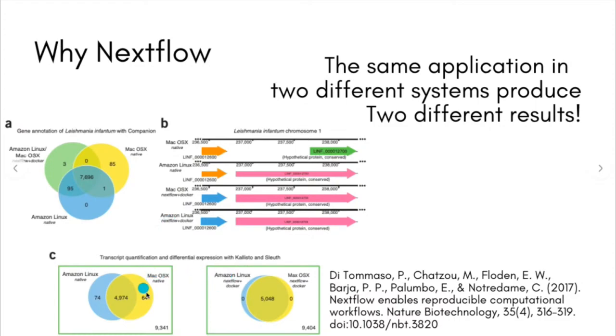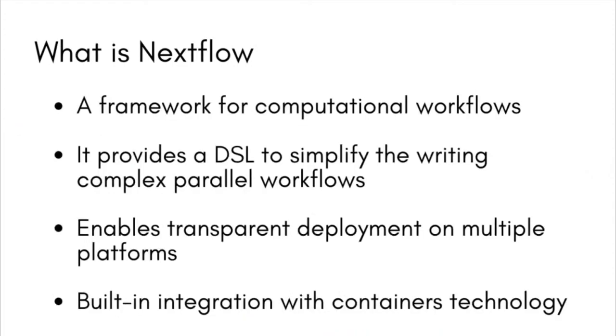On this figure, we can see that Amazon and Mac have different results. We share almost 95%, 98%, but we have some discrepancies with native. But if we go through Nextflow and Docker, we have the same results. That's what is expected of a pipeline for comparative analysis.